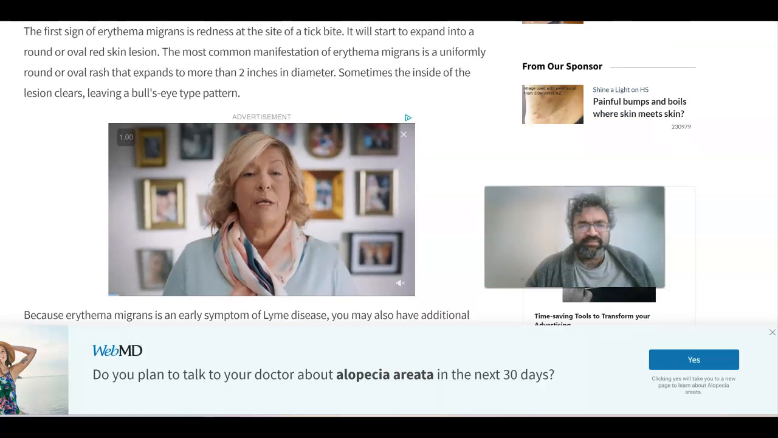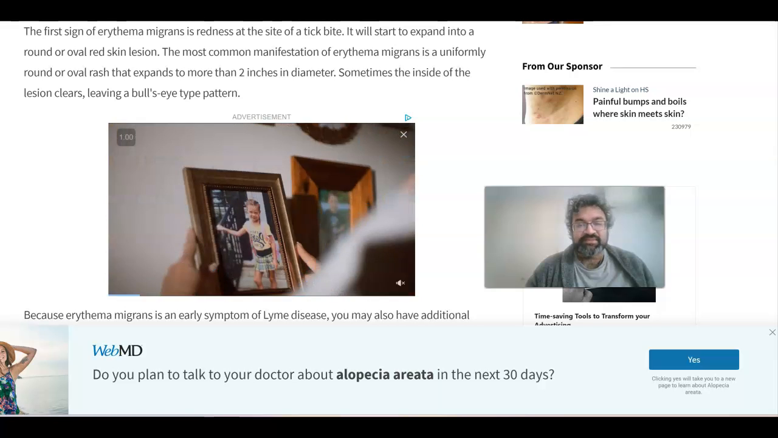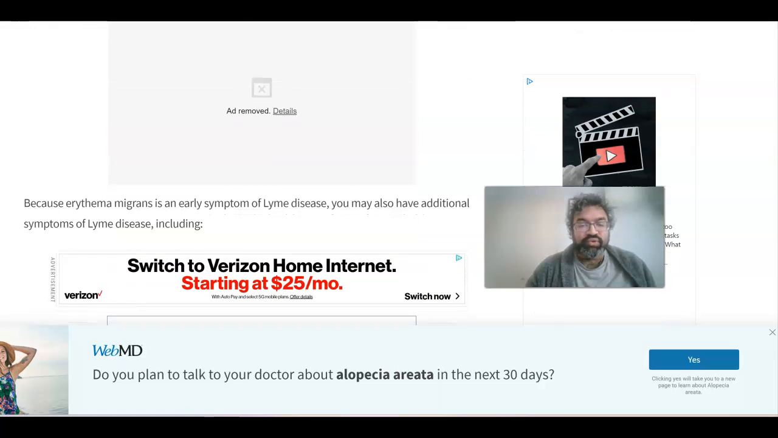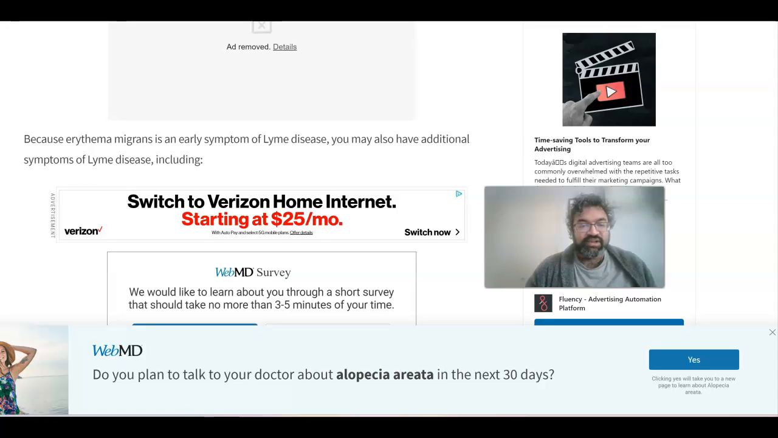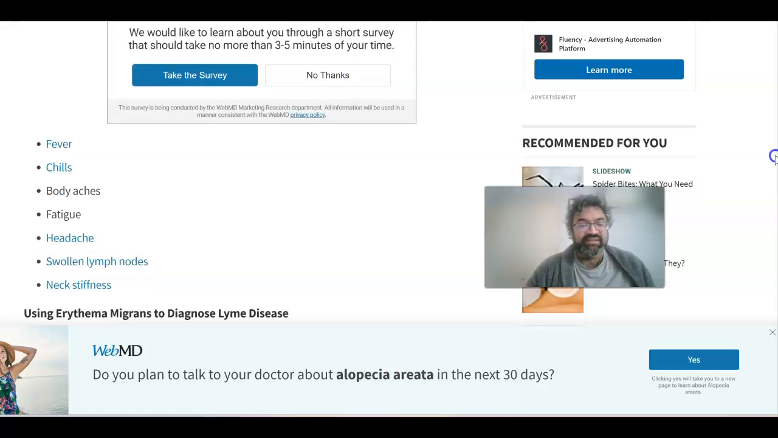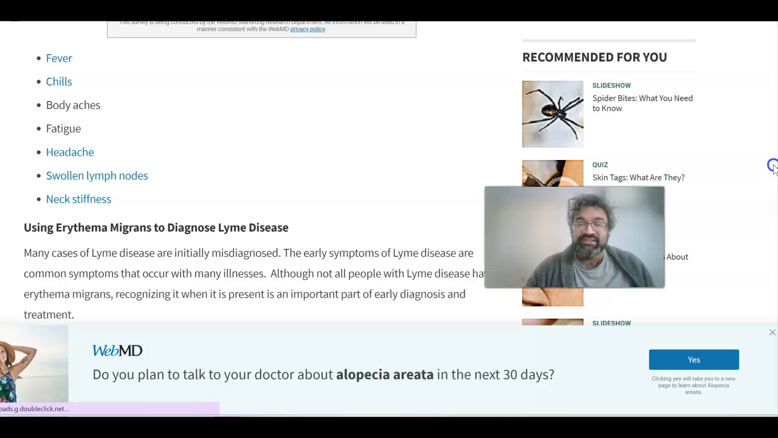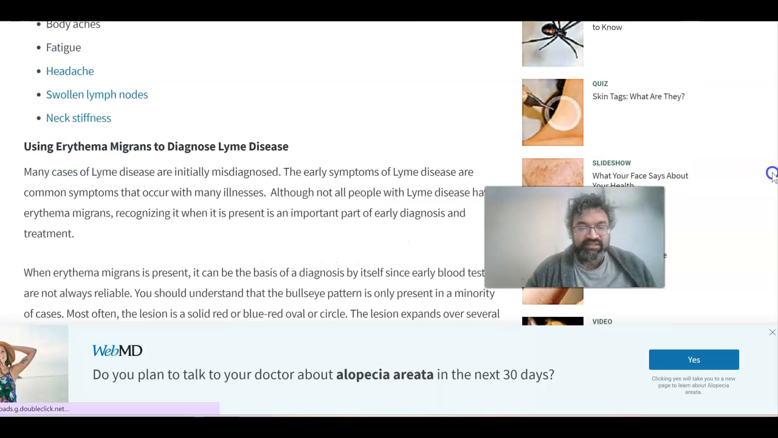Usually this bullseye pattern is 2 inches in diameter, so it's not very big. Sometimes, as I showed you, there's a bullseye type of pattern right at the center. You may also have additional symptoms, and these may include fever, chills, body aches, fatigue, headache, swollen lymph nodes, and even neck stiffness. At some point, this might be more Lyme disease rather than meningitis, like bacterial meningitis.